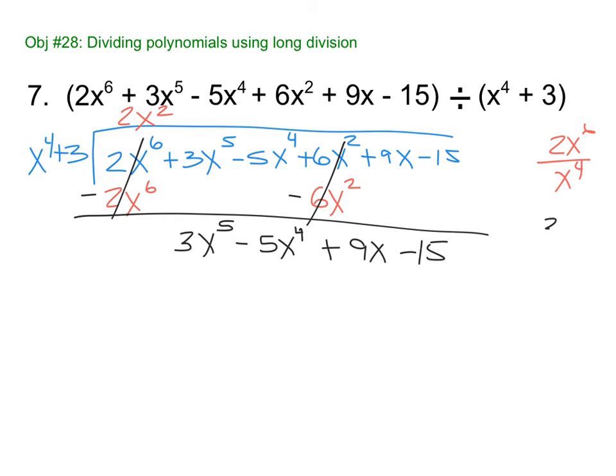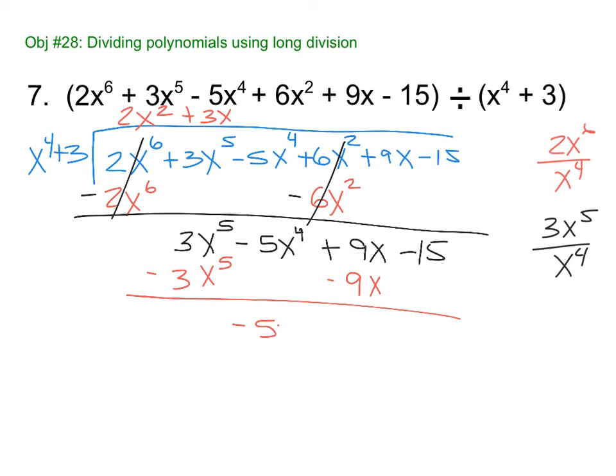Now I'm dividing 3x to the fifth by x to the fourth. So that gives me 3x. So we got 3x to the, wait, what did I do wrong? Oh no, 3x to the fifth. My pen turned off. And then 3x times x is 9x. And again, both of those end up canceling out.